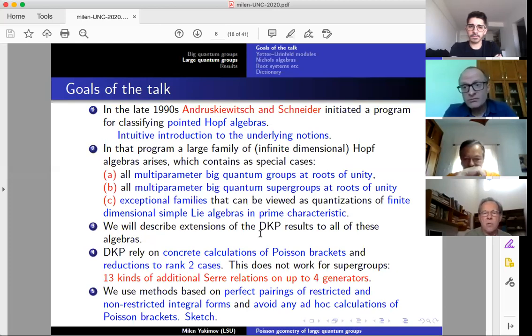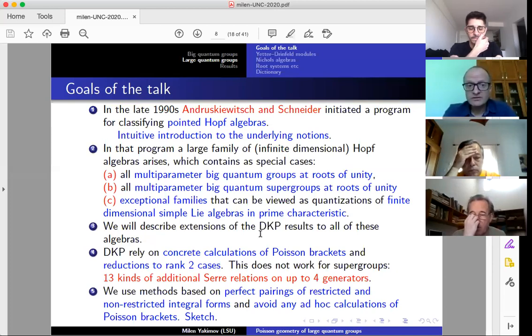And most of the Hopf algebras that you come across have this property. They're generated by group-like elements and skew-primitives. So all I want to say from my observation is that every important Hopf algebra that I've seen in my life is an example of an algebra that appears in this classification program of Andruskiewitsch and Schneider.